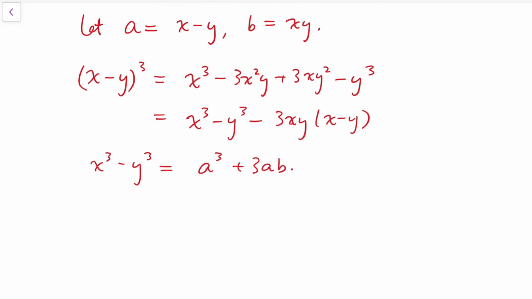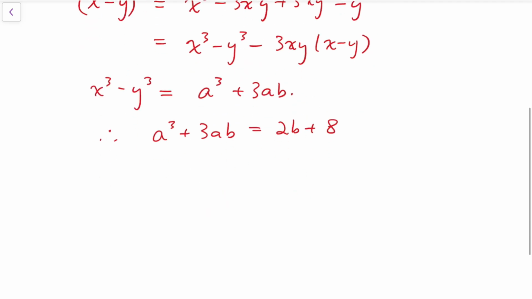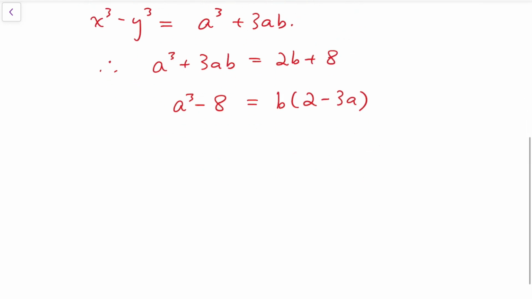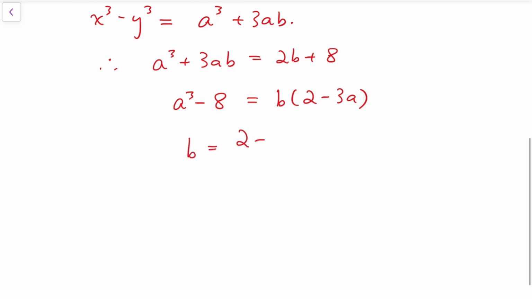And so our equation now becomes relatively easier, which is that this expression, a cubed plus 3ab, equals 2b plus 8, and we can easily make one of the variables the subject of this equation, which is that a cubed minus 8 equals b times 2 minus 3a, and so we have b as the subject. That is a cubed minus 8 over 2 minus 3a.